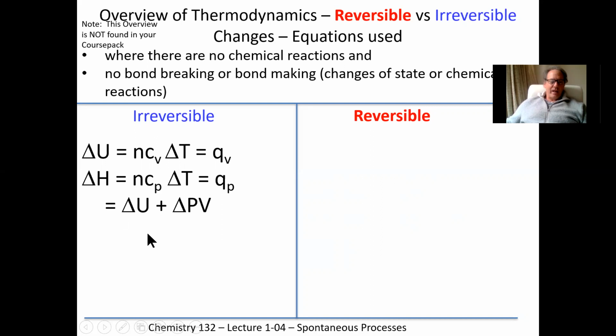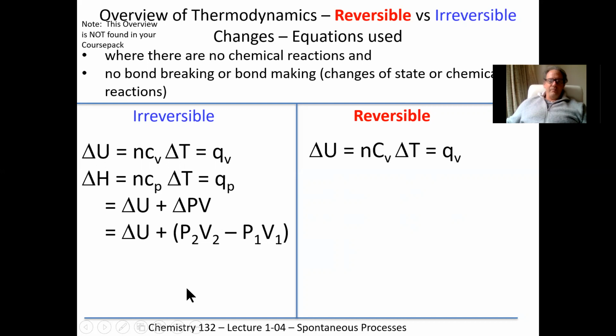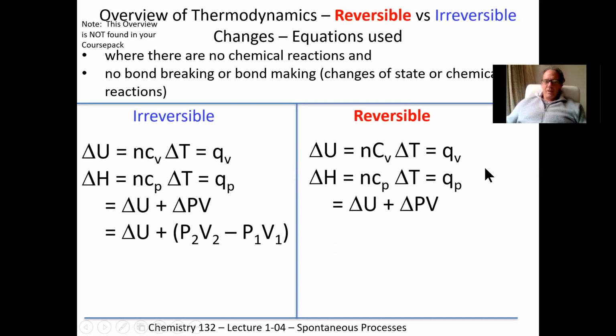Another equation, delta H can also equal the change in internal energy plus any changes in pressure volume that have happened. And we can calculate changes in pressure volume by P2V2 minus P1V1. For reversible changes, note that the formulas are the same. Again, because if we define the path, in this case, the path we're defining is it's reversible. So Qv and Qp, constant volume, constant pressure.